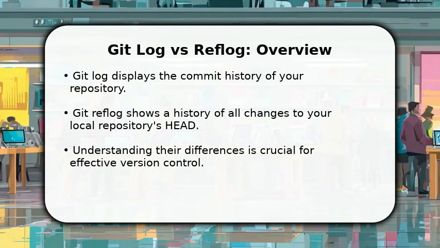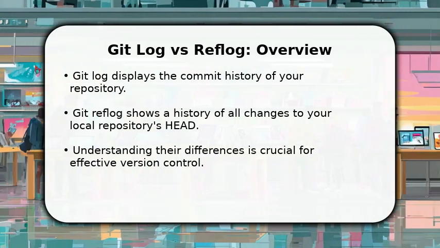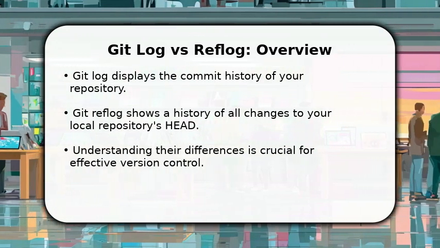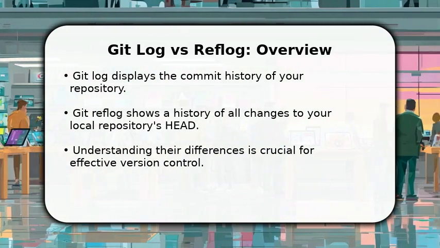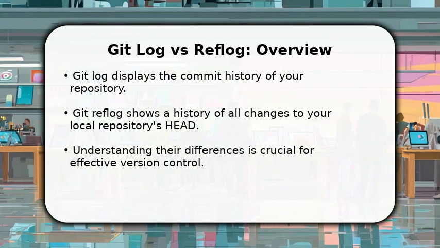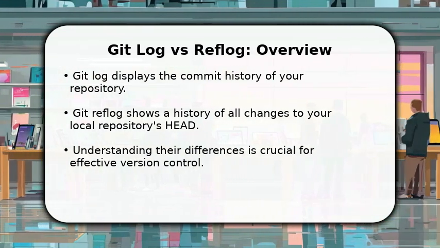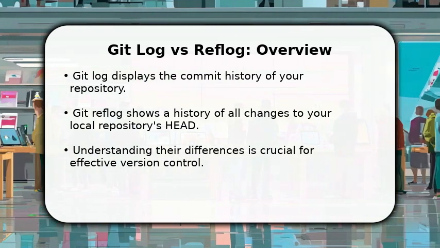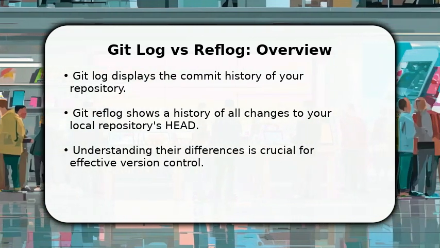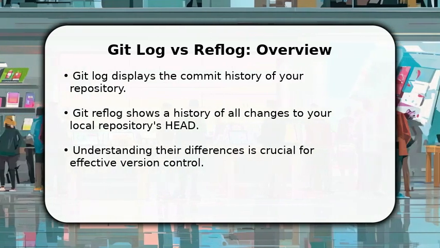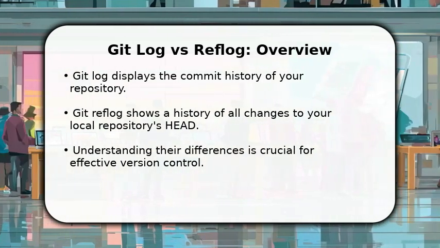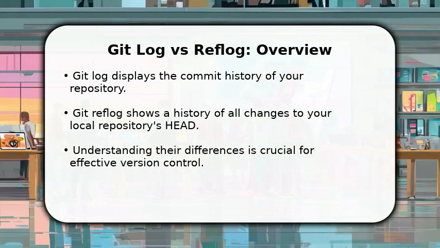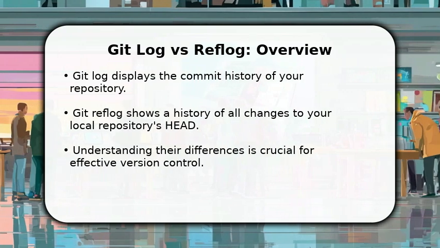In this video, I will compare Git log versus Git reflog. Git log is your window into the project's commit history, showing a clear, linear progression of changes. On the other hand, Git reflog provides a detailed record of every time your local head reference has moved, including actions like commits, merges, and resets. Understanding the distinct purpose of each command is fundamental for navigating your repository effectively and maintaining robust version control practices.